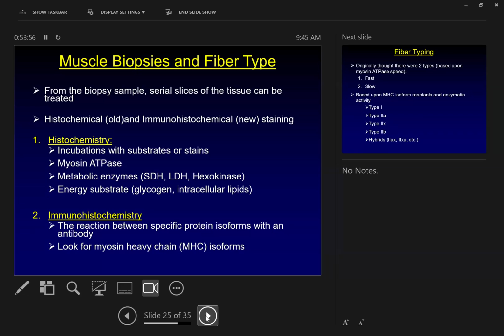We do this now, much more so than histochemistry. You take a biopsy, you grind it up. We have an antibody that's very specific to all of the different isoforms of myosin ATPase, of succinate dehydrogenase, all of the things that are going to go on there. We do this through what's called immunohistochemistry. Primarily with this, when we want a fiber type, we look at MHC, or the differences in myosin heavy chain.